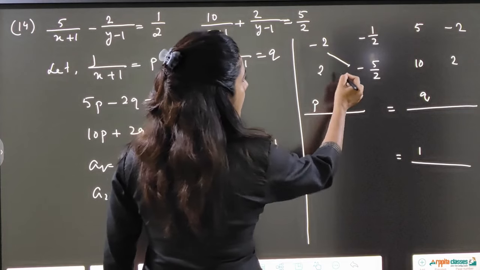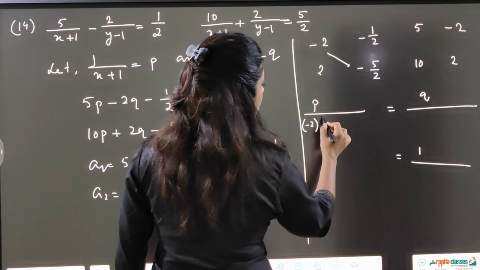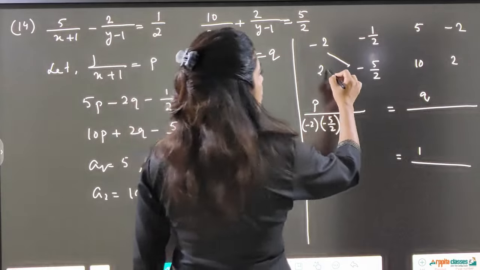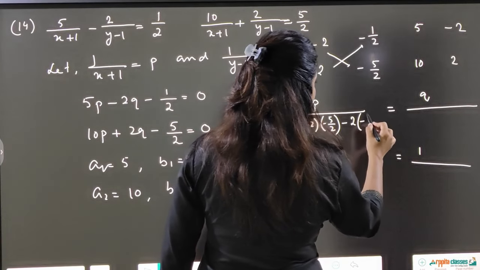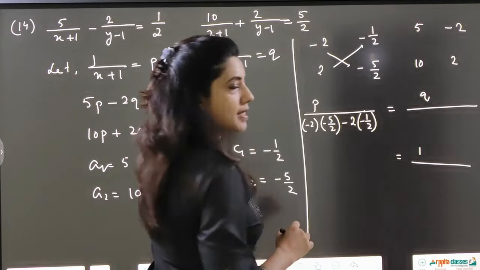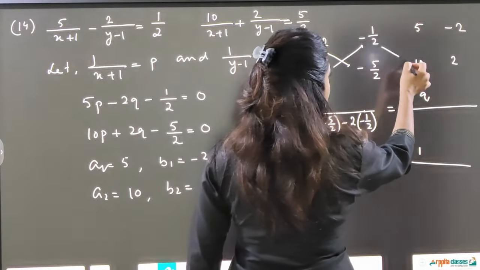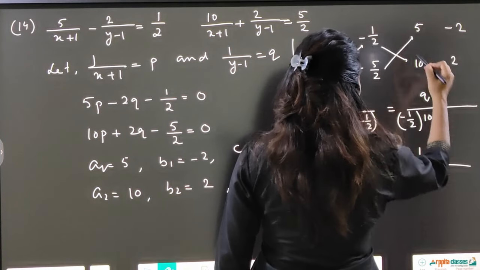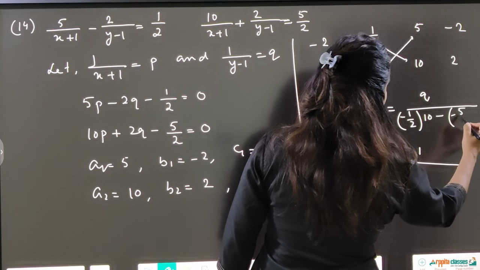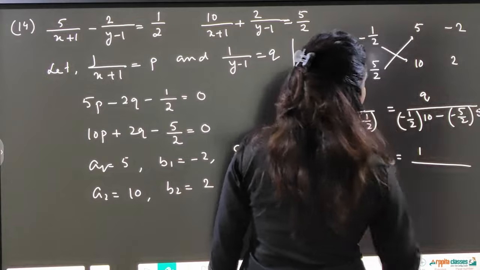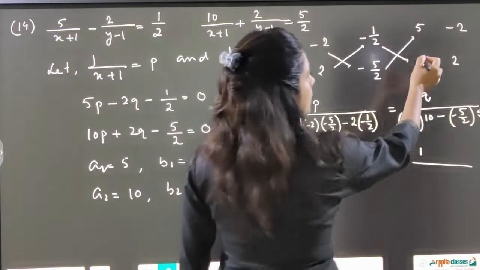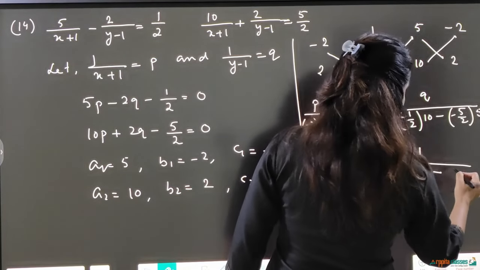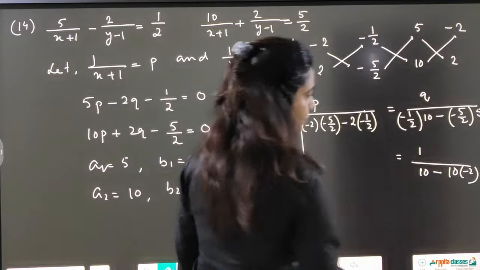Under p upon it will be minus 2 into minus 5 by 2. Then again there is a minus sign, 2 into minus half is equal to 1 q upon. So this is minus half into 10 minus 5 by 2 into 5. Now 1 upon, so it will be 5 into 10 minus 10 into minus 2.